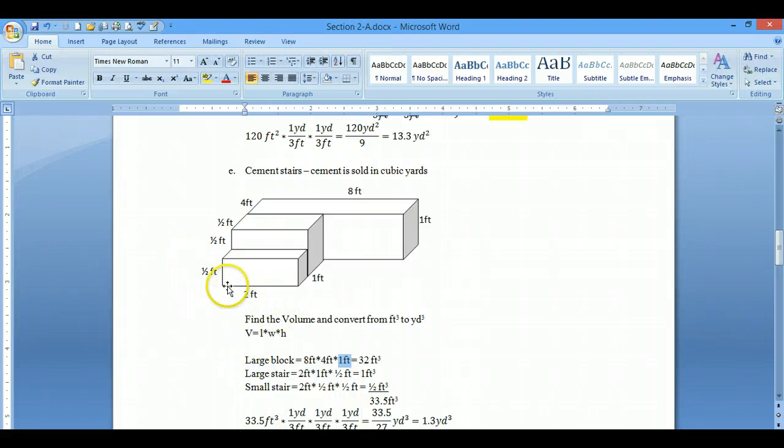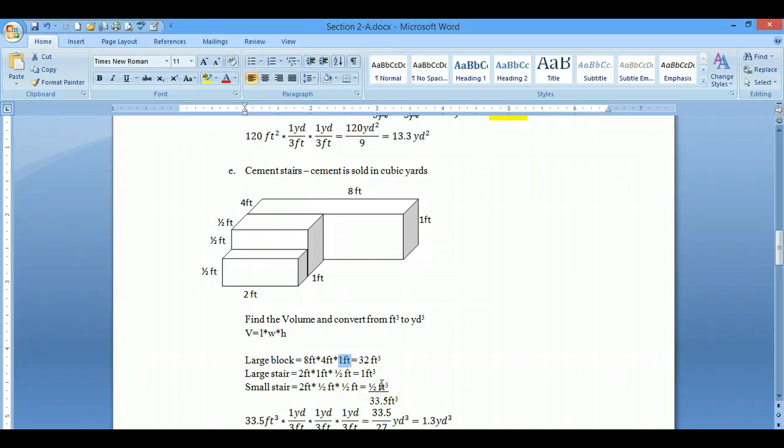Alright, now we're left with the smaller stair. The smaller stair is 2 feet wide with a height of half a foot and the depth of half a foot. So I have 2 feet times 1/2 times 1/2, which gives me 1/2. And don't forget, feet times feet times feet is cubic feet.